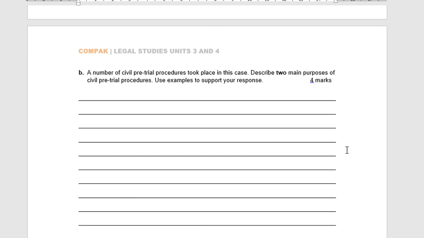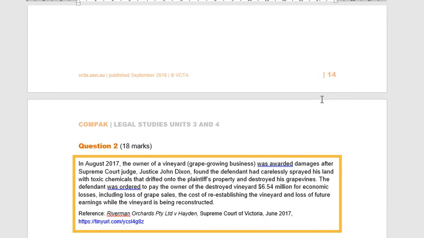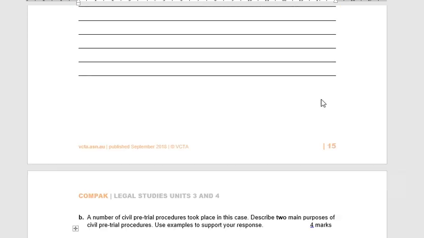A number of civil pretrial procedures took place in this case. Describe two main purposes of civil pretrial procedures. Use examples to support your response. So civil pretrial procedures, the purposes are to inform both parties of the information of both sides, as well as to set a timeline for the case. So those are two main purposes. I just need to be able to go into a bit more depth and use examples from this case scenario, the grapevine vineyard one, to get me the 4 marks.